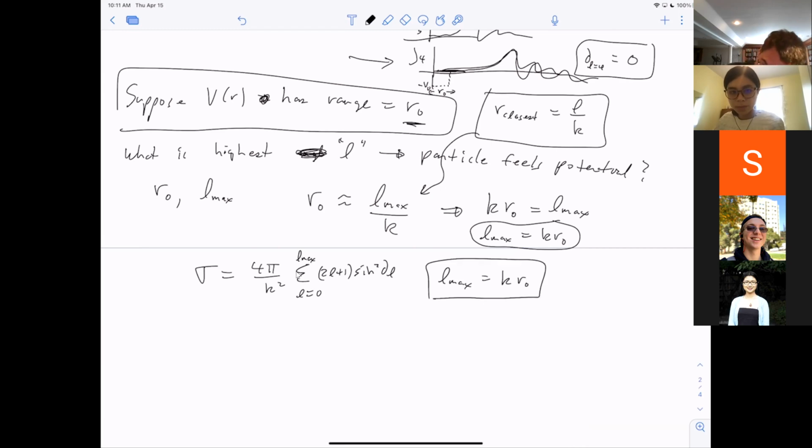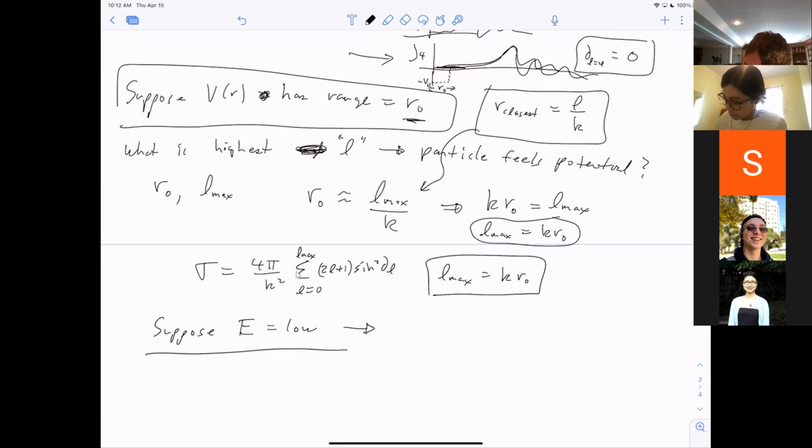So now what happens? Now suppose I have low energy. Well, that means that low energy is defined as K R naught is what? What's the definition of low energy? K R naught is what?